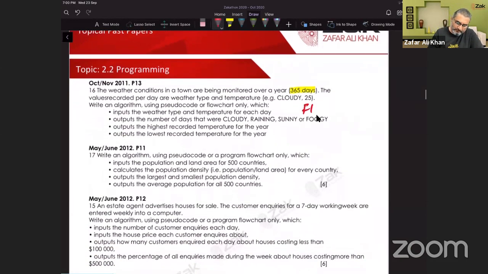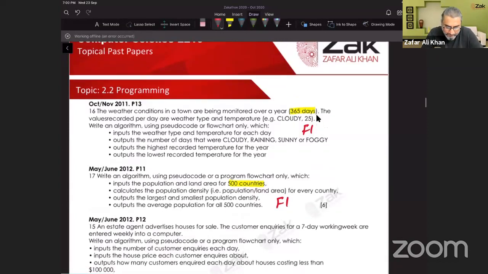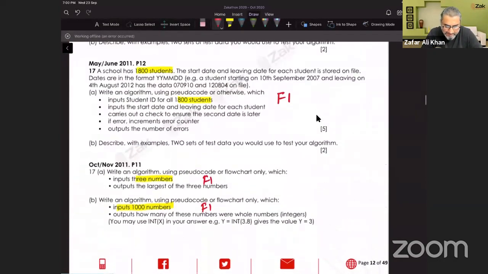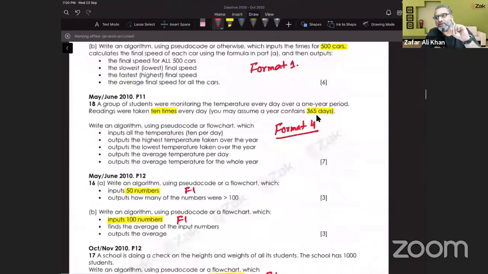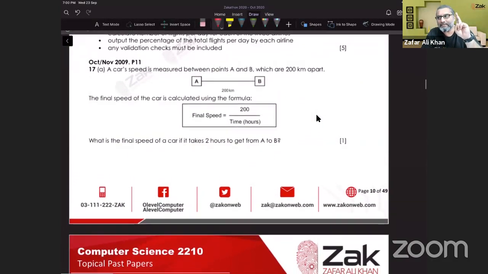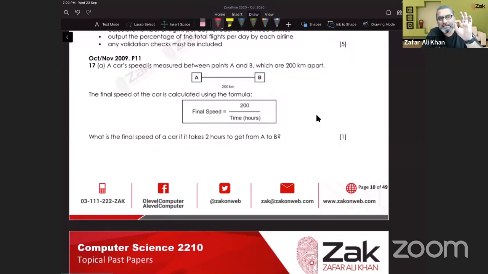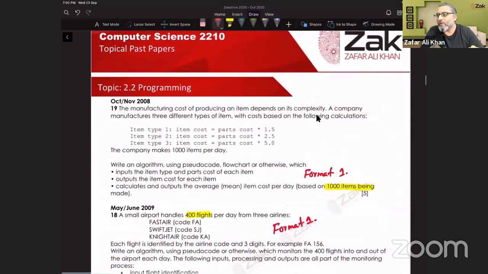Then we have: input population and land area for 500 countries. So we would have to do something 500 times. That is how we learn to find out if a question belongs to format 1. There is just one number. And if you would have noticed, the probability of format 1 is higher than any other format. You have hardly seen one question related to format 2 or 3, one question related to format 4, nested for next. But most of the time, in fact 98% of the times, all the questions that appeared belong to format 1.